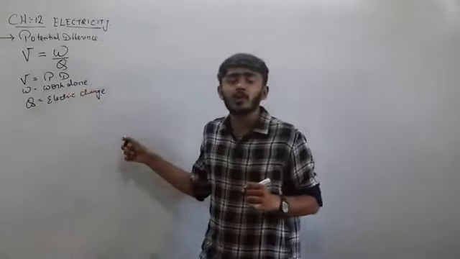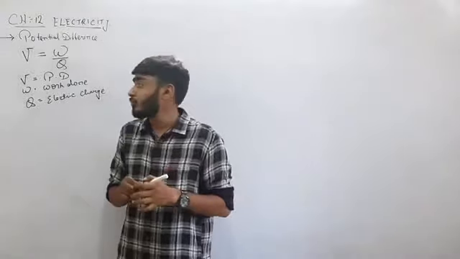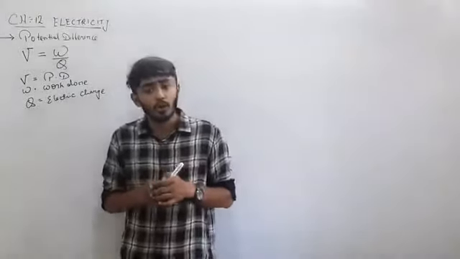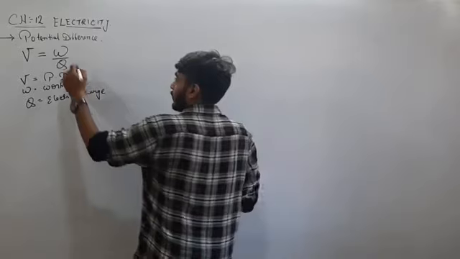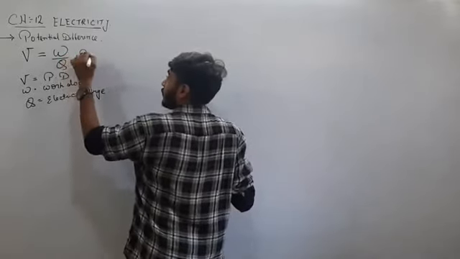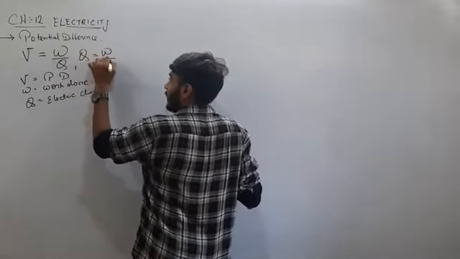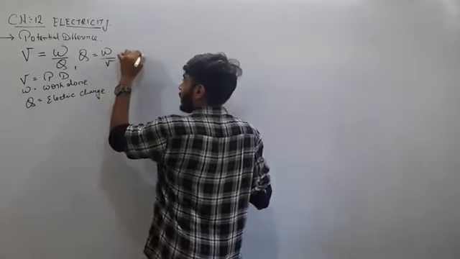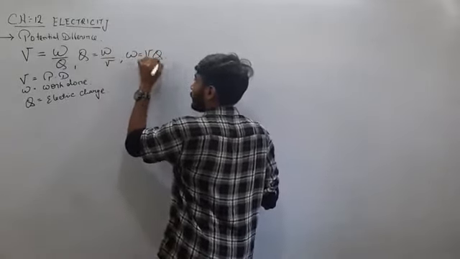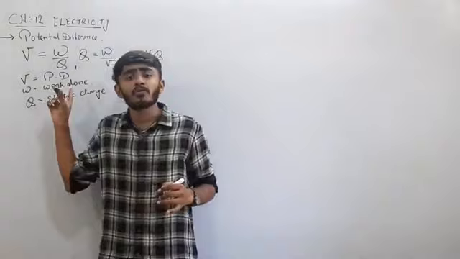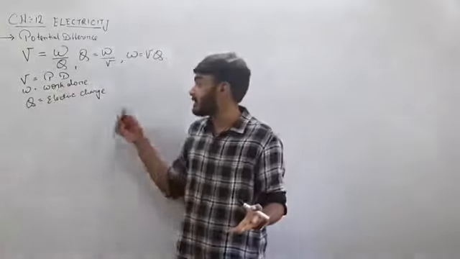Fine. We also did one numerical about the same thing, that was V is equal to W upon Q. From this you can make various formulas such as Q is equal to W upon V, or work done is equal to VQ. It depends on the question what they are asking us in the exam.